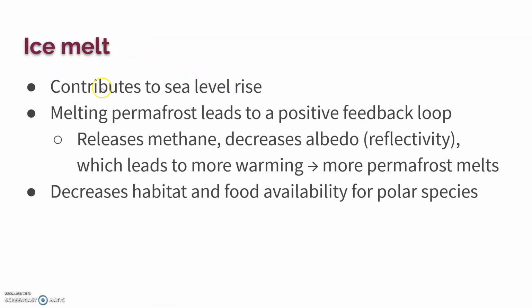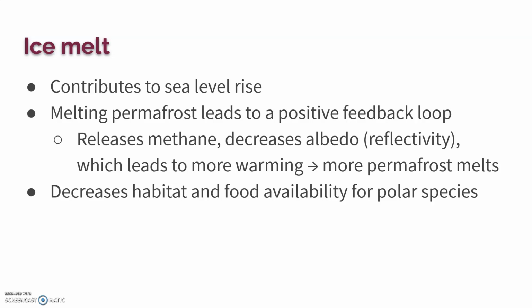A bigger thing you want to know with ice melt is that it causes this positive feedback loop. A positive feedback loop is one where A causes B, and then B causes more of A to happen, which causes more of B to happen. So it kind of cascades out of control. As the permafrost melts, the surface is darker, and darker surfaces absorb more heat than lighter surfaces. Lighter surfaces will reflect that light, so they won't absorb as much of that heat. As this permafrost melts, it becomes darker and absorbs more heat, which causes that ice to melt even more.